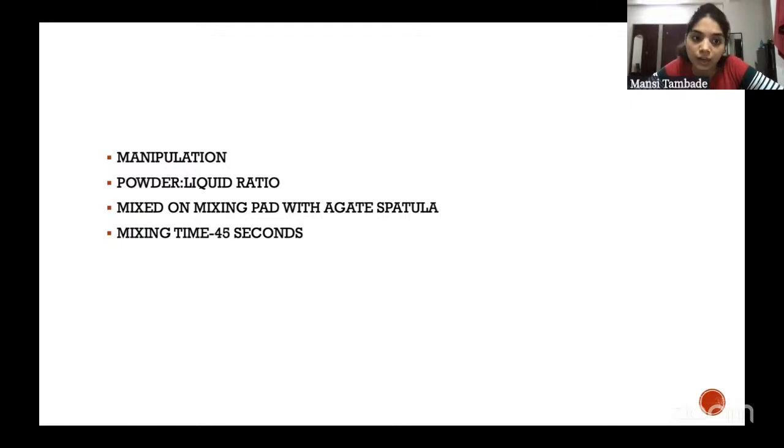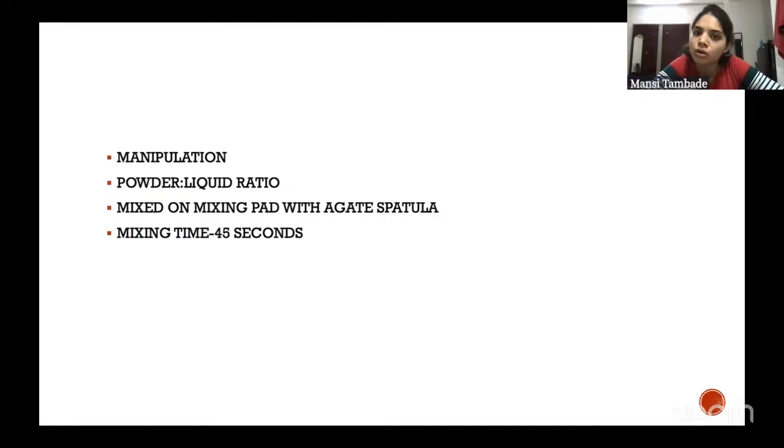You should definitely write: mixed on a mixing pad with an agate spatula. Again, I have told you about zinc phosphate, why it is used on a glass slab with a cement spatula. So this is mixed on a mixing pad. Now, the glass slab is not used with an agate spatula, as the cement will stick to the cement spatula. Agate spatula, it is a plastic one.